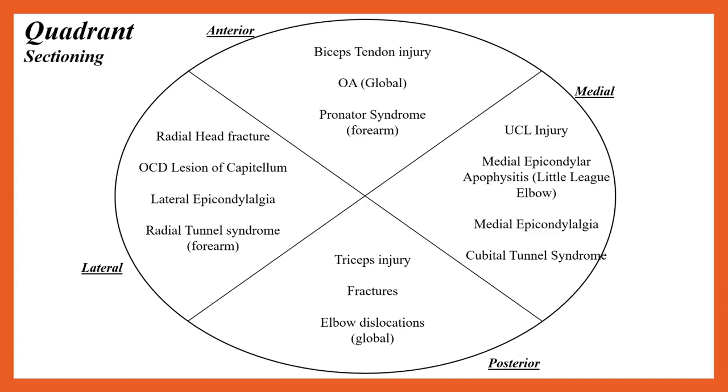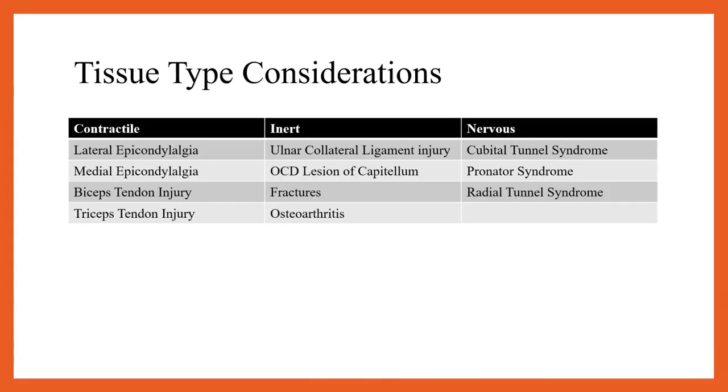Now, if we go back to the shoulder, it doesn't have an anterior, posterior, medial, and lateral. There's no medial, right? So there's actually anterior, posterior, lateral, and superior of the shoulder. And the superior would encompass things like the clavicle, the AC joint, things like that, maybe a SLAP tear. So different areas of the body might warrant different types of quadrant sectioning, but it's still good to try to bucket these. And that's how my brain works with some of this stuff. So I thought I'd share that with you.